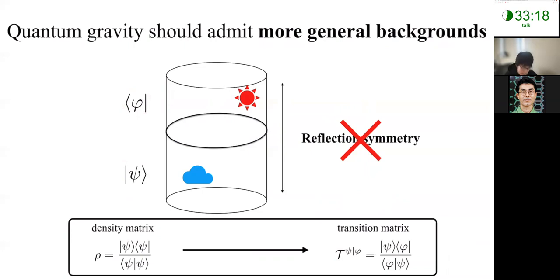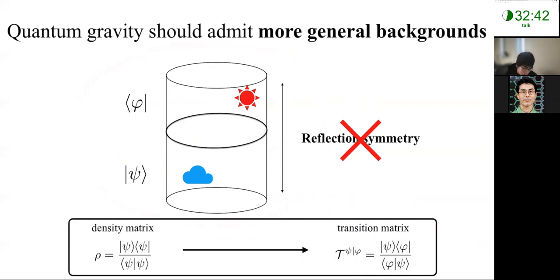So it means that although we started from the density matrix when we compute the entanglement entropy, we can just replace one of the two states with the other one. Then we have the so-called transition matrix. And this type of transition matrix could describe this type of geometry. And of course, here I implicitly assume we have non-vanishing overlap between this initial and final state, so that we have a meaningful calculation.